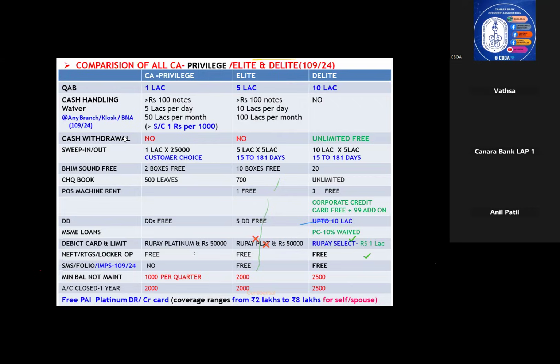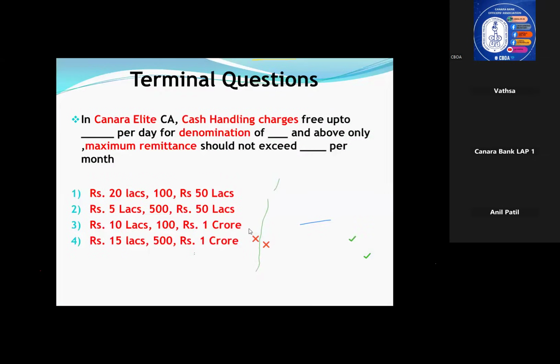First column cash handling, it is 5 lakhs per day, 50 lakhs per month. Second category 10 lakhs and 1 crore. Third category there is no restriction. Maximum questions will be only on this cash handling charges.